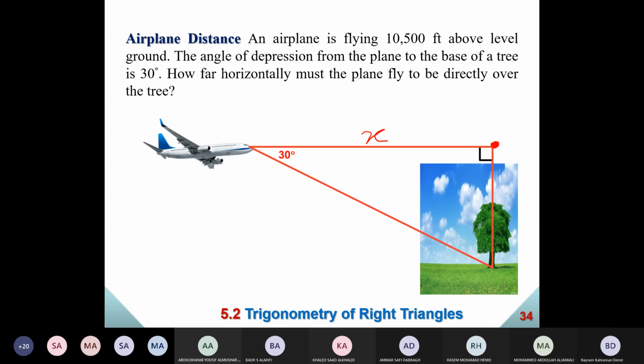So I need to find the x, Shabab. So which side do we know of the triangle? Which side do we know? The opposite. The tree height. We know the height, right? This is 10,500 feet because the airplane is flying 10,500 above. That means here it is the same, 10,500 here, right?